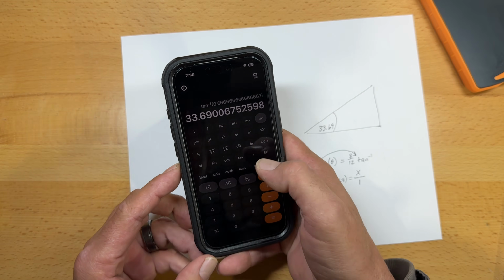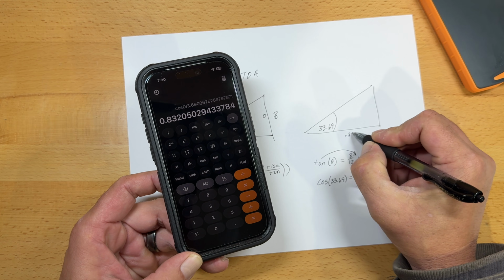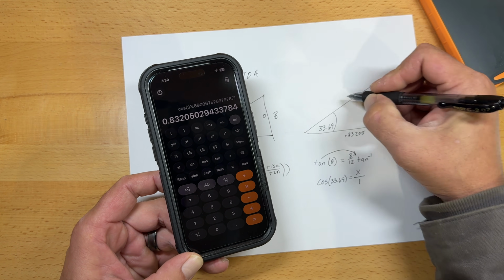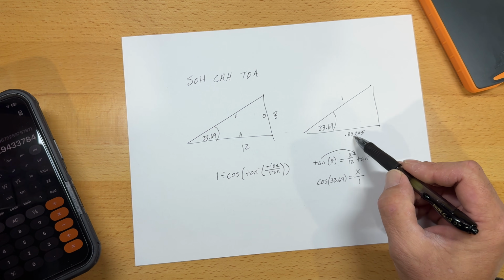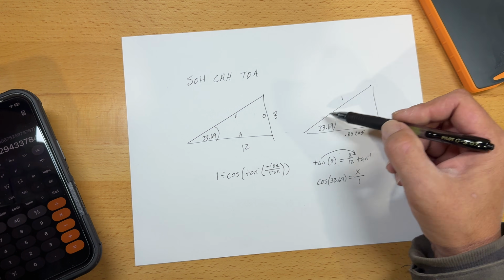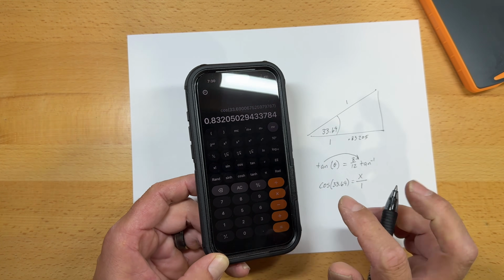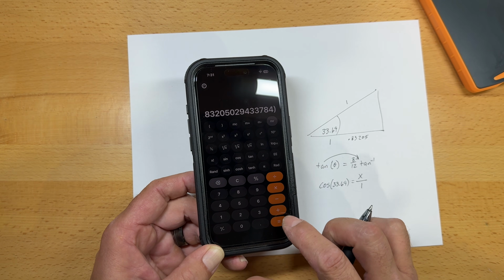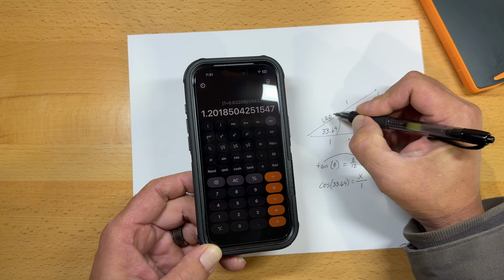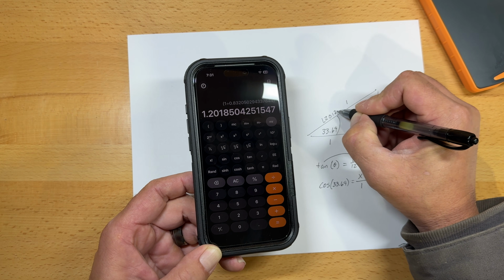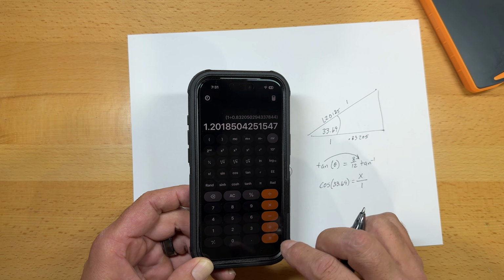So then if we just take the cosine of this angle, that's going to tell us that this side length is 0.83205, and this side will be 1. So another way to say that is that the run will be 83.2% the length of the rafter. But we want this value to be 1 so we can get the multiplier. To do that, we take the reciprocal of that, which is 1 over x, hit equals, and that tells us that the multiplier is 1.20185. So now we can, let's clear our memory and we'll put that number in our memory.